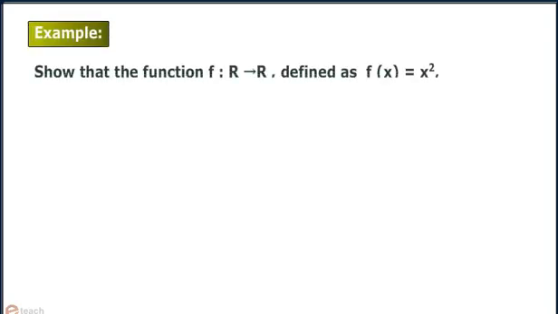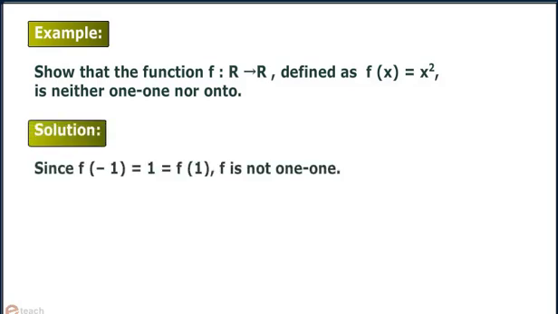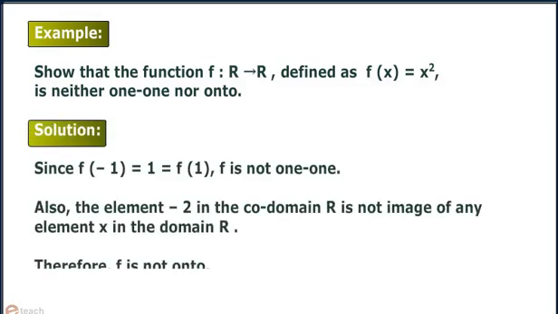Let us have another example. Show that the function f from R to R defined as f(x) is equal to x square is neither one-one nor onto. Let us have the solution.